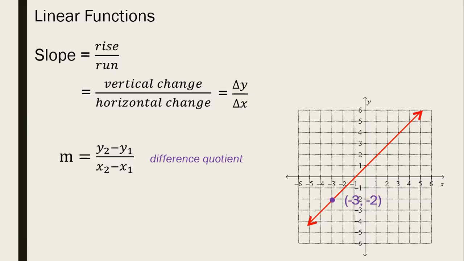So let's take a look at 2 points that are on this line. For example, (-3, -2) and (3, 4). If we use those 2 points to find the slope of the line, we would find the difference of the y-coordinates and the difference of the x-coordinates, and then we would make a quotient out of those, and we'd end up with 6 over 6. If you look at the graph, you can actually see those changes. The change in y is 6, and the change in x is 6. So that's why we've got 6 over 6 for our slope. Now obviously 6 over 6 simplifies to 1.